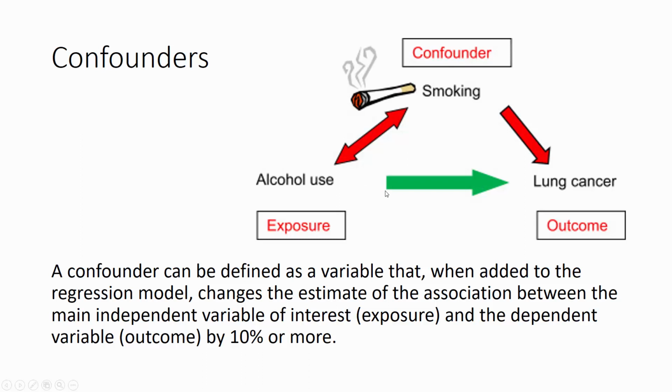Confounders. Confounders are like catalysts. Alcohol use can lead to lung cancer, but if you are also smoking, which is a confounder, it catalyzes and amplifies the cause and effect relationship by more than 10%. So, in the presence of a confounder, the cause and effect relationship between alcohol and lung cancer increases by more than 10%. That is the definition of a confounder.